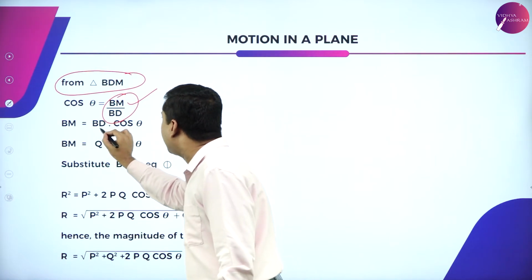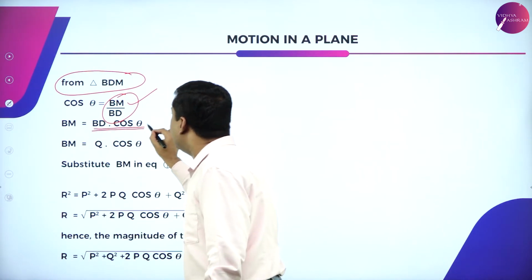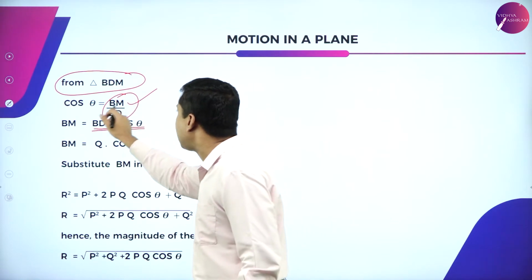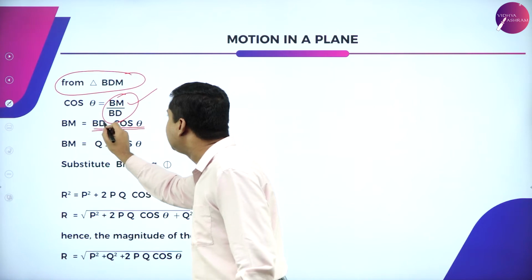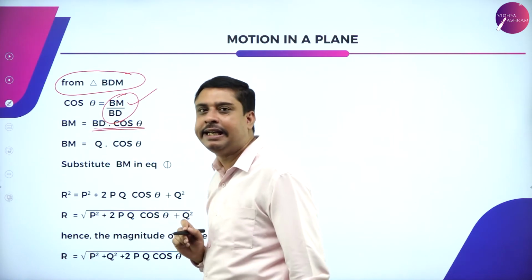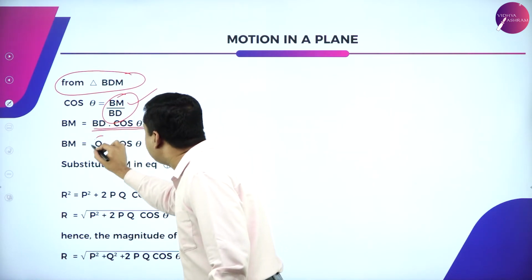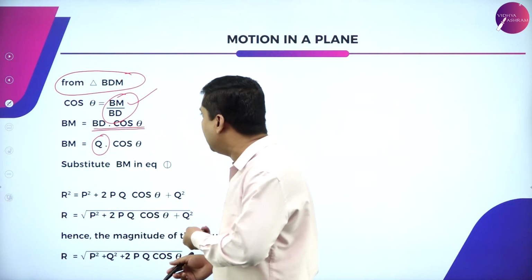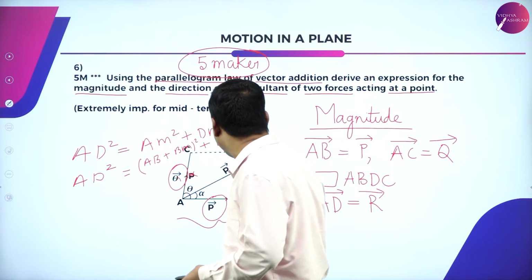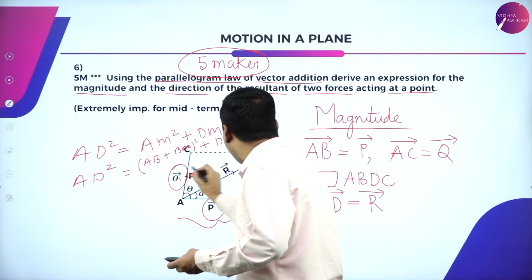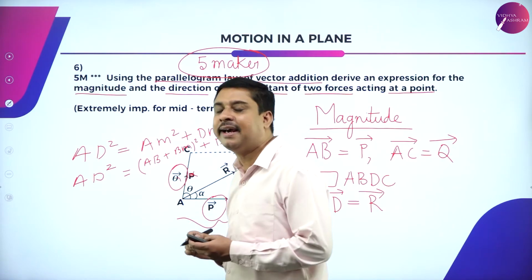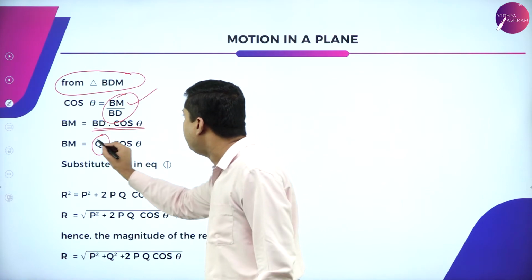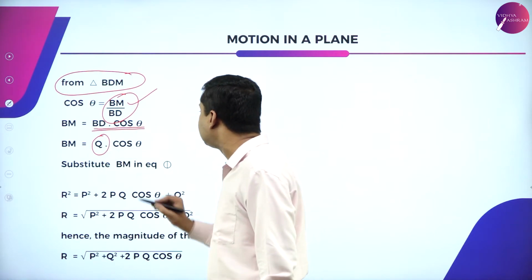Or BM equals BD cos theta. Just cross multiply. BM is BD cos theta. And what is BD? It is nothing but Q. If you observe this BD, it is Q, opposite sides of a parallelogram which are equal. Therefore, BM is Q cos theta.